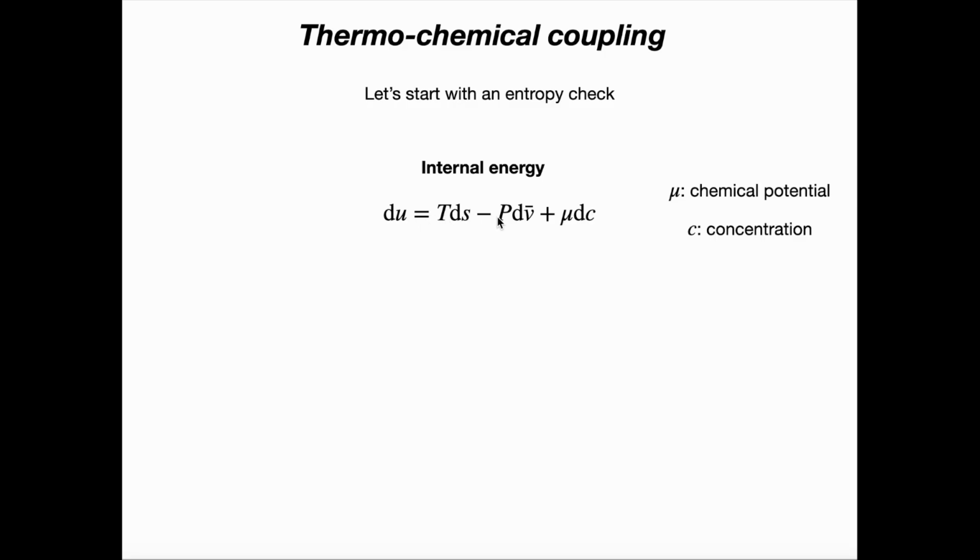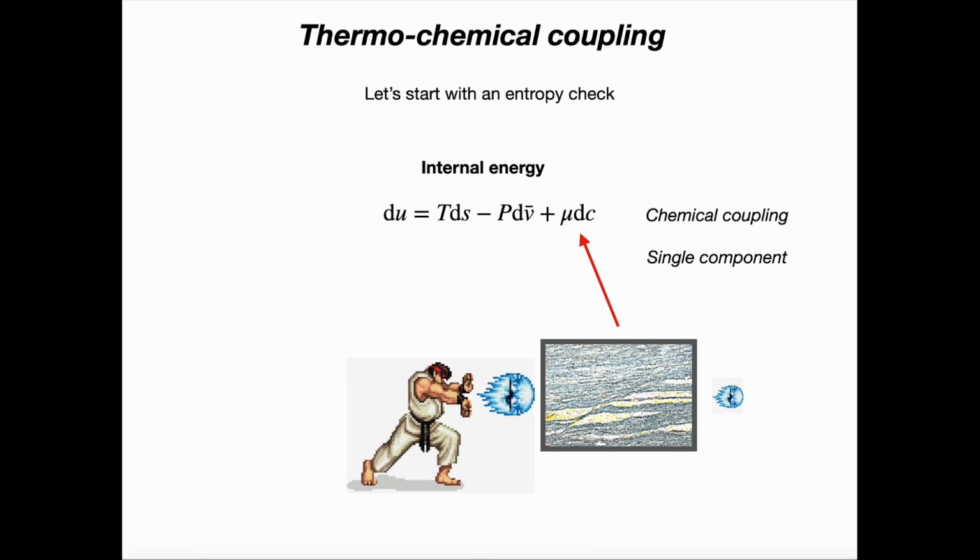du equals TdS minus PdV plus mu dC. This term, we have not been considering it so much in the previous lectures. So we recall that mu is the chemical potential and C is the concentration. In fact, that's this type of coupling here. So we change the internal energy of the local system by changing the concentration here.